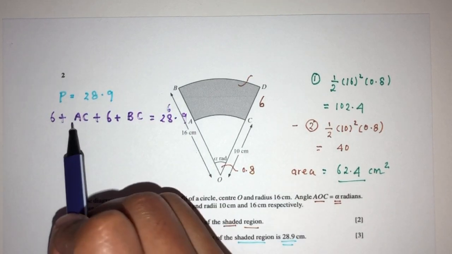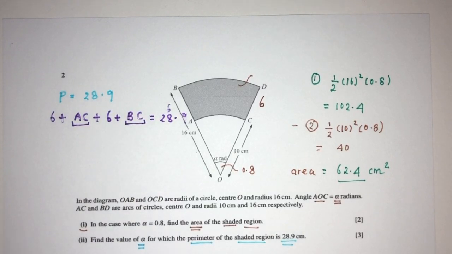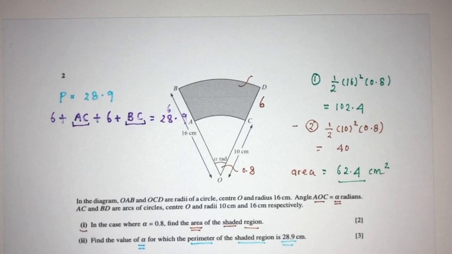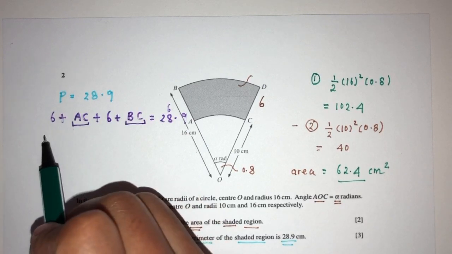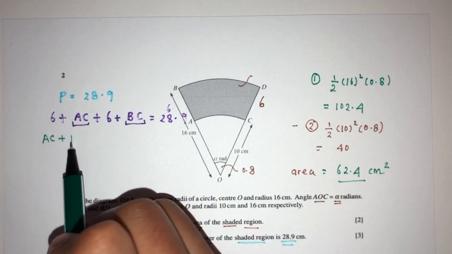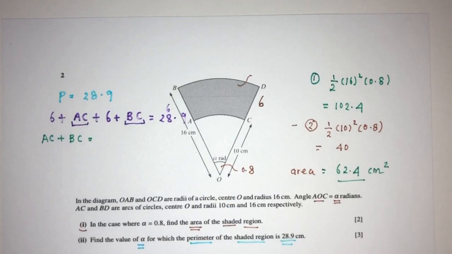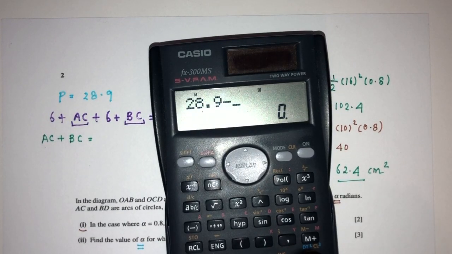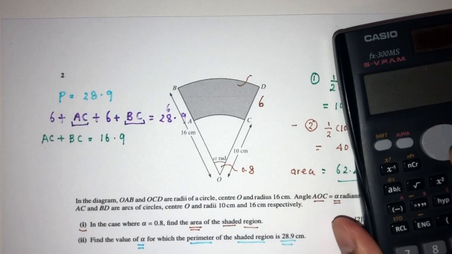Right, so we have to find these two values to help us find the value of alpha. In this case, we don't know alpha. We have to derive alpha from this equation. So here we can make AC and BC the subject first. 28.9 minus 6 minus 6. Let's see what we have. That will be 16.9 for now. So we have this equation for now.